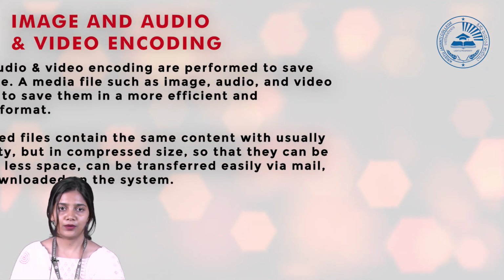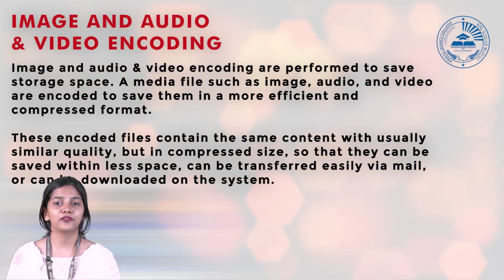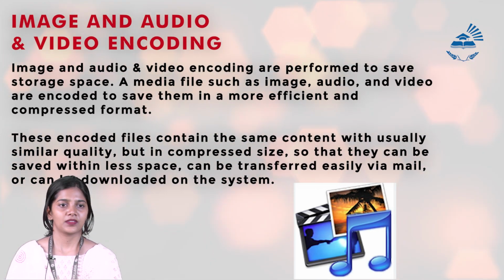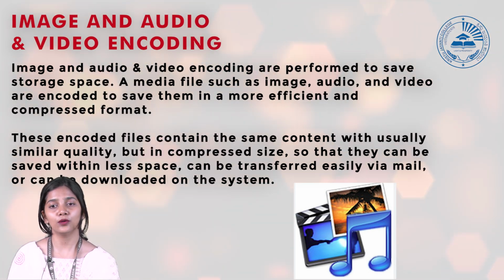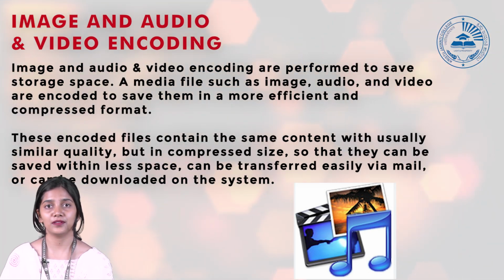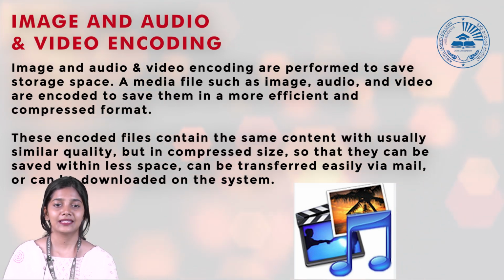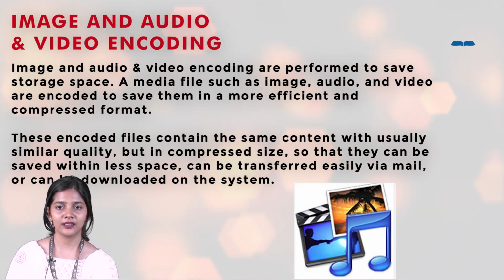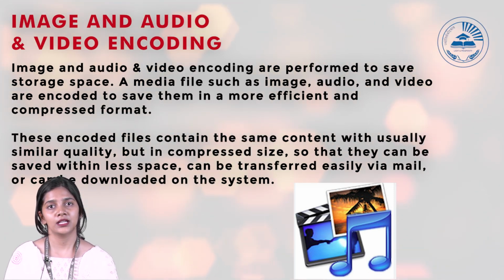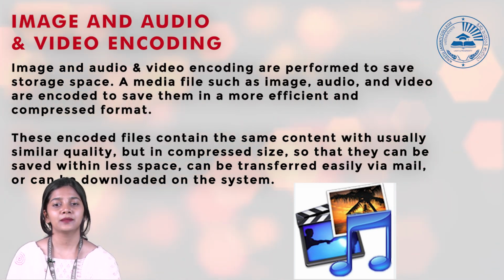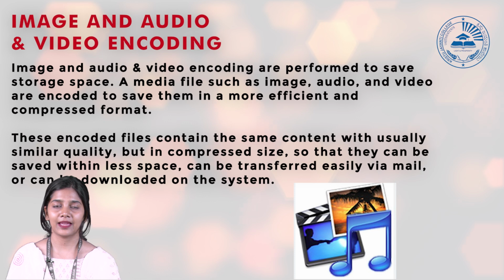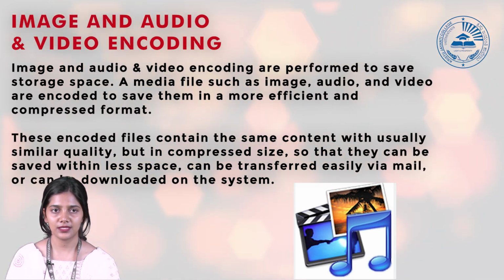In this type of encoding method, encoding is performed to save storage space. A media file such as an image, video or audio is encoded to save it in a more efficient and compressed format. These files contain the same content, usually with similar quality but in a compressed size, so that they can be saved with less space and can be transferred easily via email or downloaded onto the system.